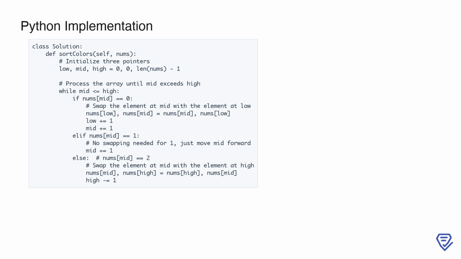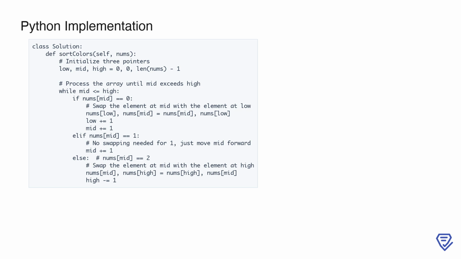If the element is 0, we swap it with the element at low. This ensures that zeros are moved to the beginning of the array. We then increment both low and mid. If the element is 1, it is already in the correct position, so we simply increment mid. If the element is 2, we swap it with the element at high.